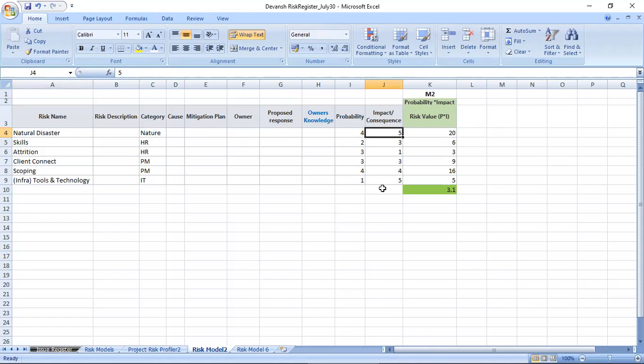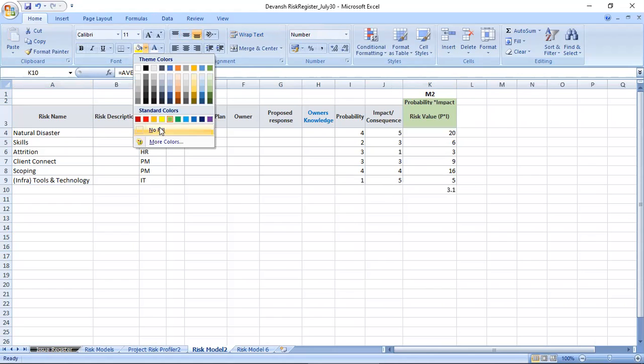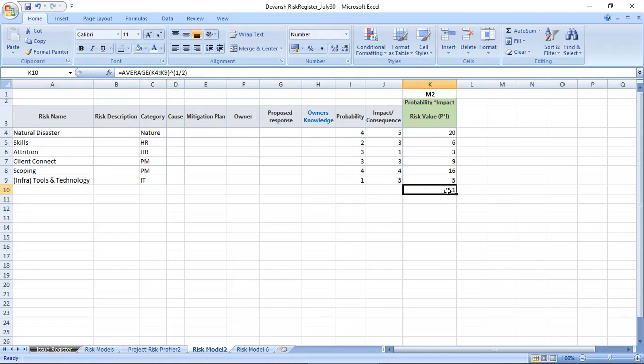The impact will be 5. So the risk value of this particular item is 20, right? The overall risk value is 3.1. Don't go by green. It's a moderate risk project. If it was above 3.5 to 5, I would have taken it as a higher risk project. So right now it is 3.1. I have not done the conditional formatting. You can do it your way.